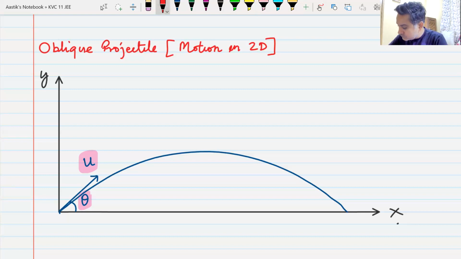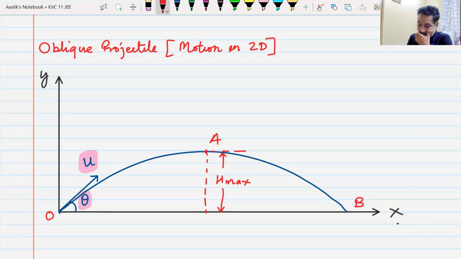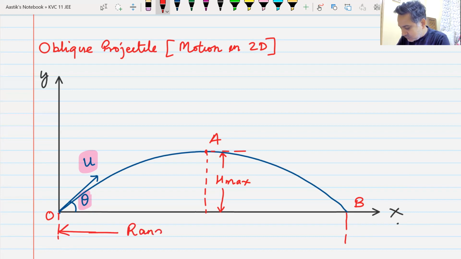So it will reach a maximum point. If I call this point as O, the point of projection, let me call this point as A and let me call this point as B. So it will reach a maximum height, H max. It will also cover some distance on ground that is known as the horizontal range or simply range.